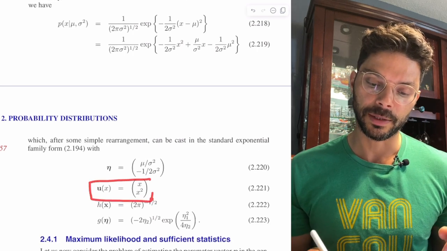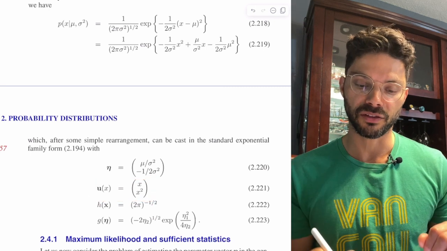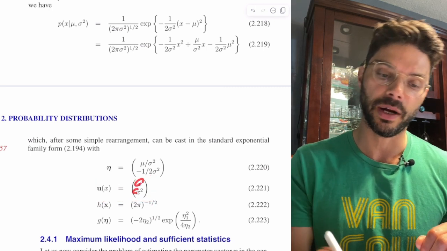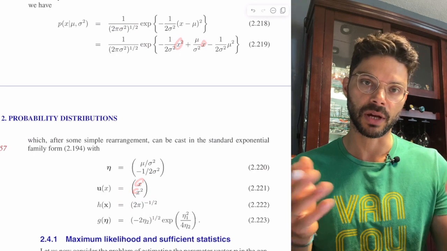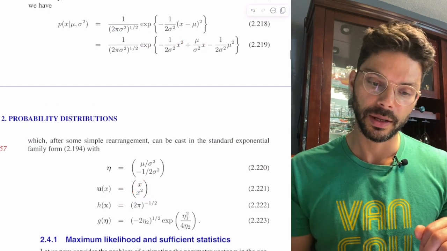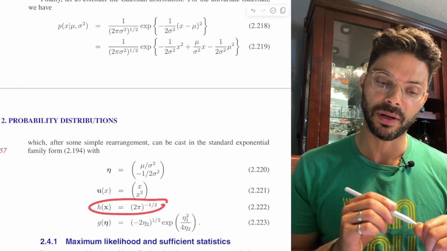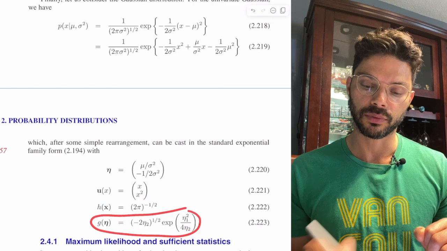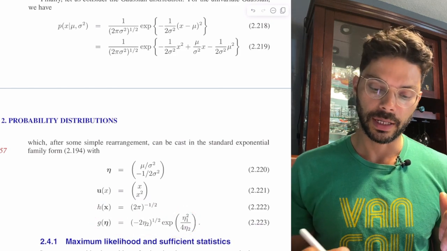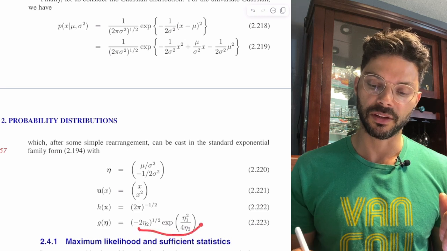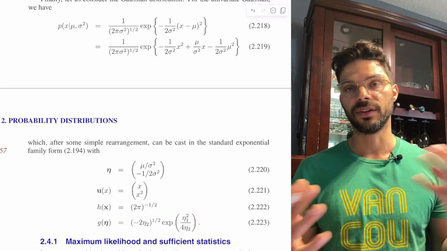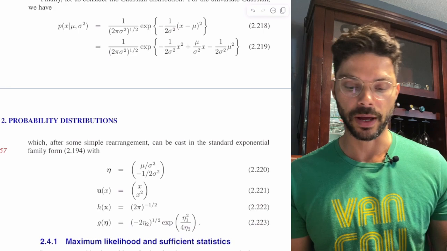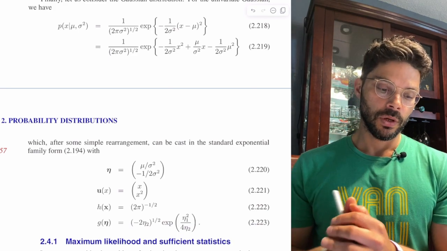Notice also our function of x. The data is x and x squared showing up there, so a nonlinear function of our data point. H of x all of a sudden appears. There it is. And now we've got a function of our parameters, this normalizing function, which has this particular form. So again, it looks a little bit different from our default parameterization, which is quite interesting.